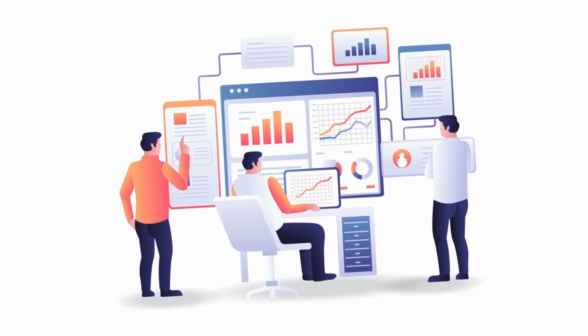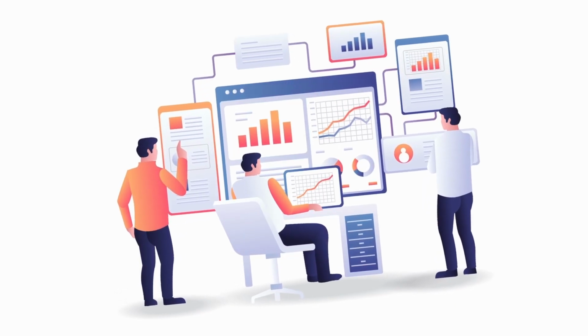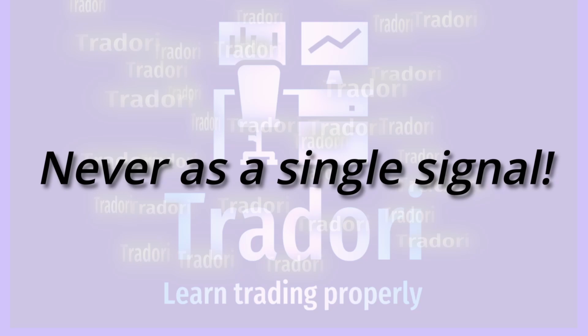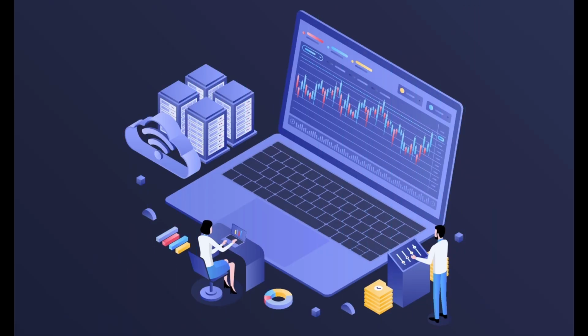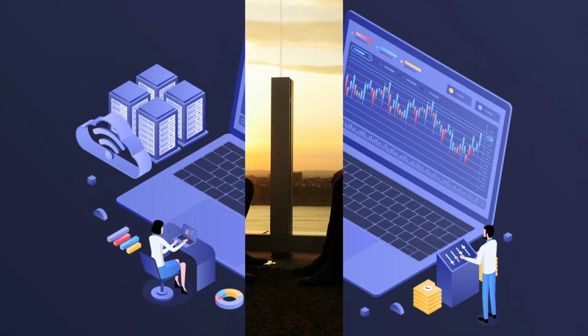Indicators should be used in combination with other technical analysis tools and never as a single signal into a trade. Trading indicators are mathematical calculations which are plotted as lines or bars on a price chart and can be helpful to identify certain signals and trends within the market.